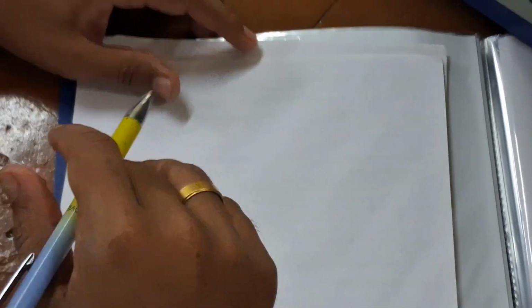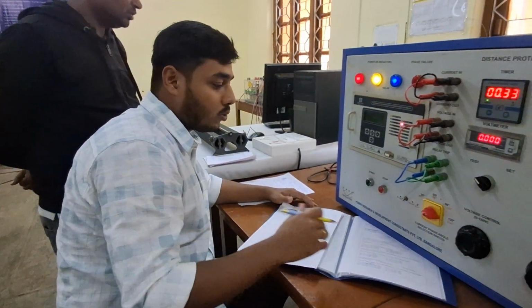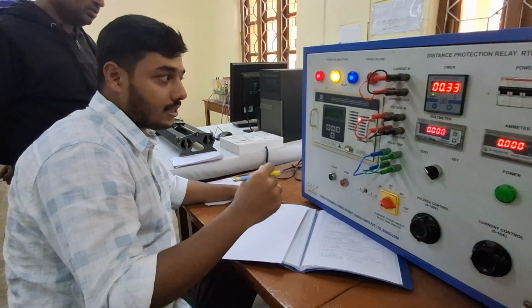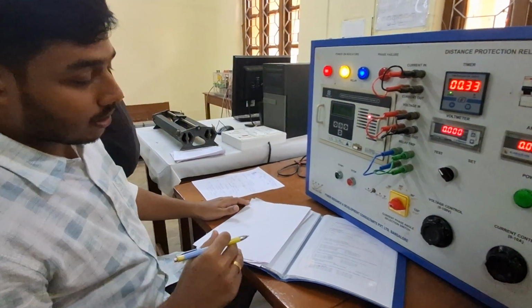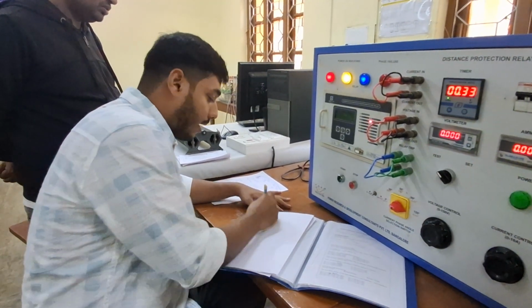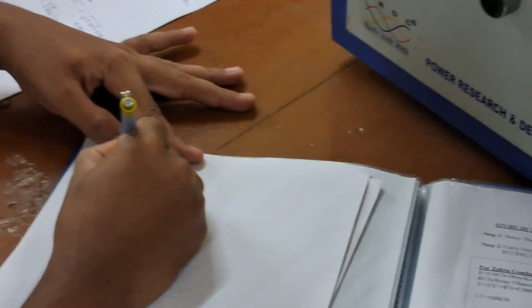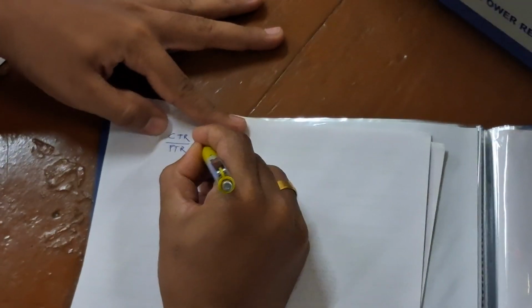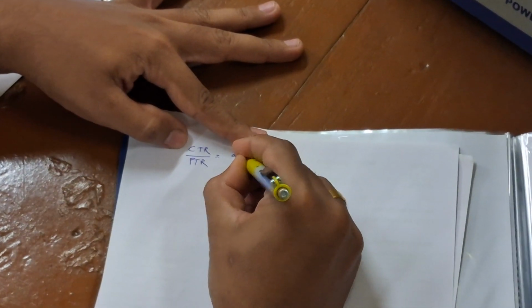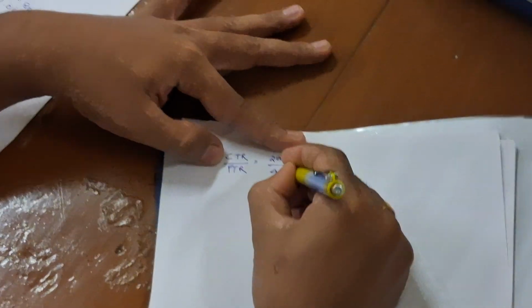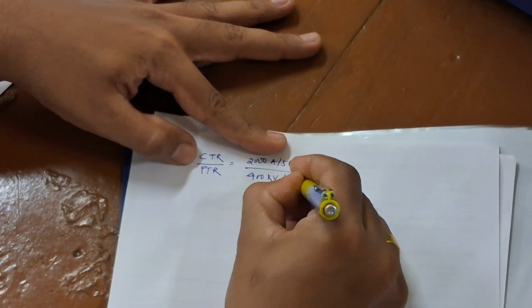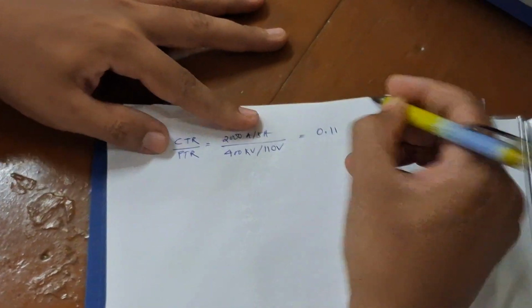After that, all the calculations are done for the primary side, and the relays are connected on the secondary side of the CT and PT. So we have to refer the resistance and reactance to secondary. To refer them to secondary, we have to multiply the resistance and reactance by the CT ratio divided by the PT ratio, that is 2000 ampere by 5 ampere divided by 400 kilovolt by 110 volt. It will come around 0.11.